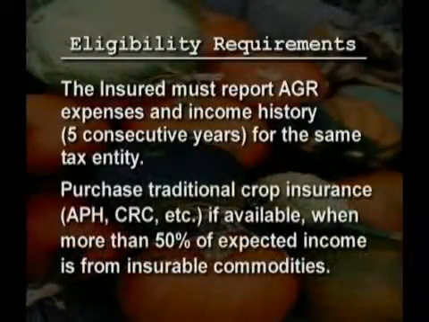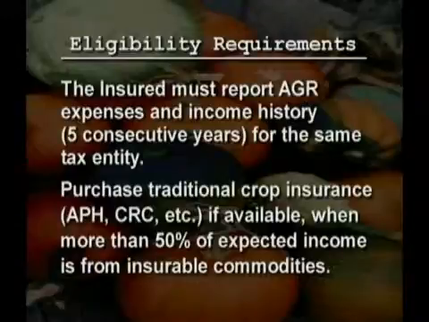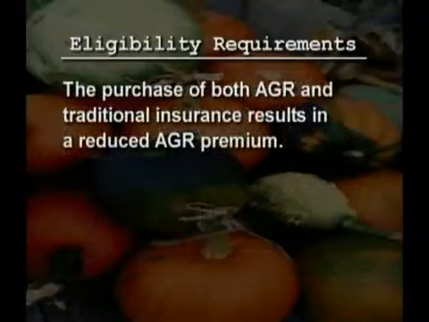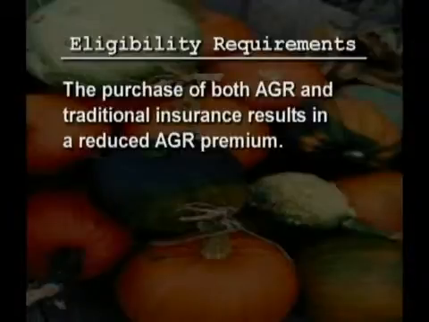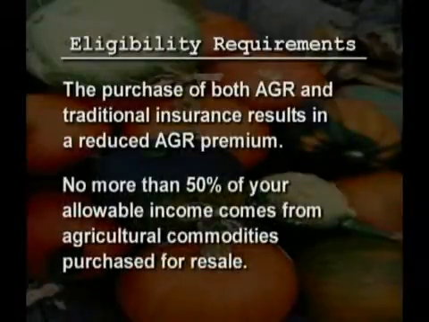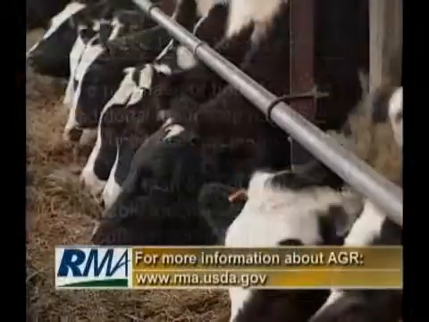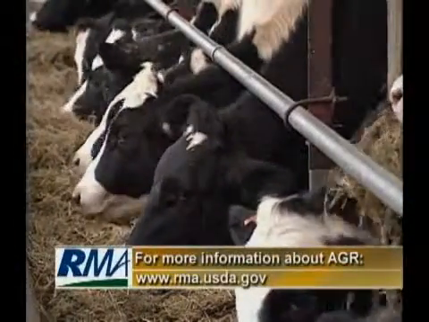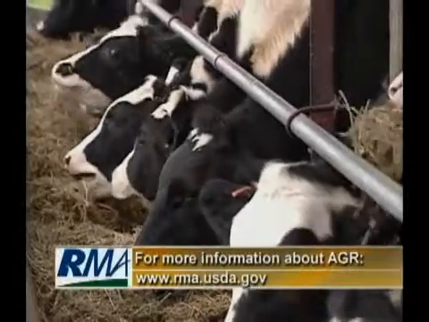Purchase traditional crop insurance such as APH, CRC, if available, when more than 50% of the expected income is from one of those insurable commodities. The purchase of both AGR and traditional insurance plan will result in a reduced AGR premium. Another requirement is that no more than 50% of your allowable income comes from agricultural commodities purchased for resale. No more than 35% of the expected allowable income can come from animal or animal byproducts. There are other eligibility requirements that you can discuss with your agent.